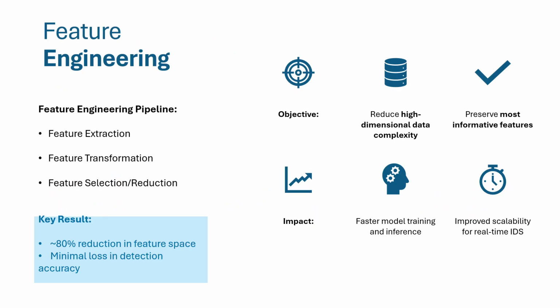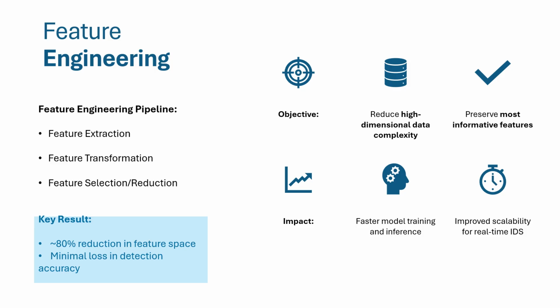Feature engineering. Feature engineering represents the core contribution of this work and plays a critical role in improving both the efficiency and effectiveness of the intrusion detection system. We begin with feature extraction, where we derive meaningful attributes from raw network traffic data. These attributes capture important characteristics such as packet behavior, communication patterns, and protocol-level information.